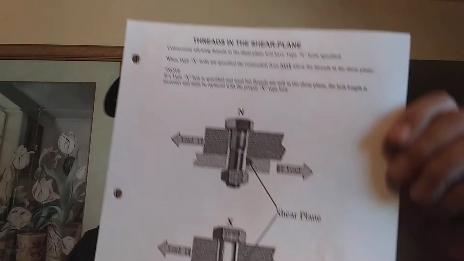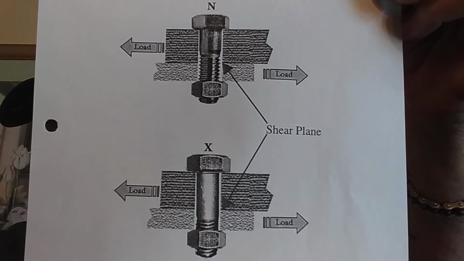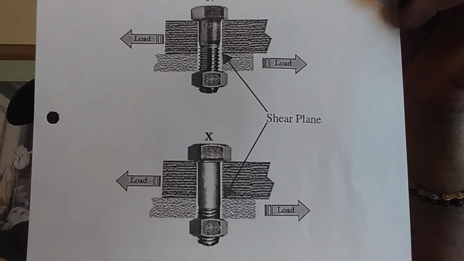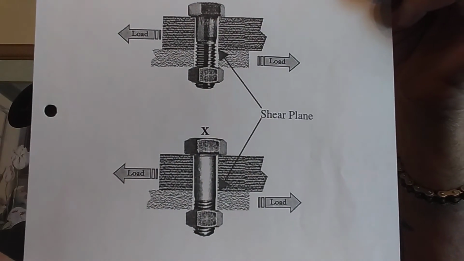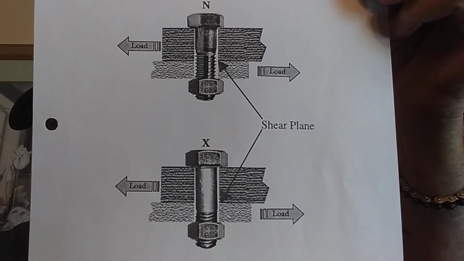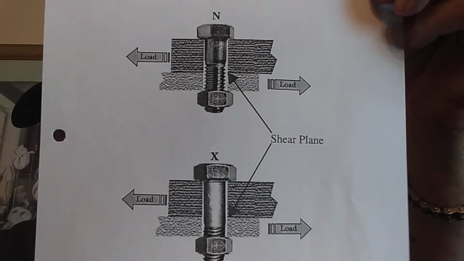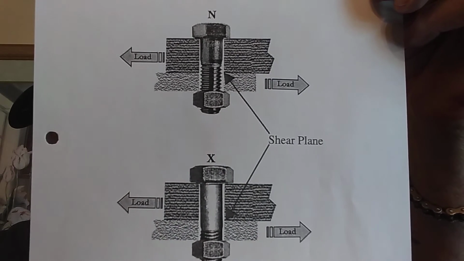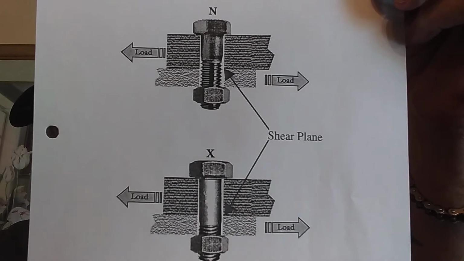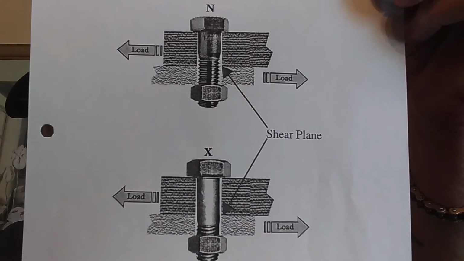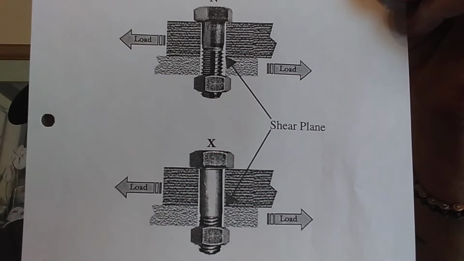I'm going to hold this up to you. I want you to see. You see, the load is operating in two different directions, one way, one the other. Now, if it is okay for you to have threads in the shear plane, as you see in the top illustration, then that bolt will have an N on the top of the head. If it is not okay for you to have threads in the shear plane, and they want straight shank all the way through, then the head will have an X on the top of it.